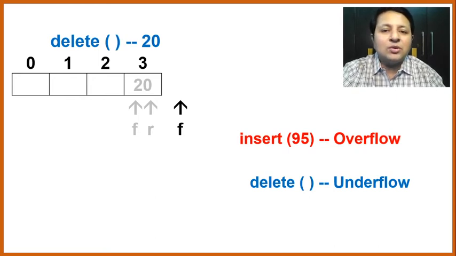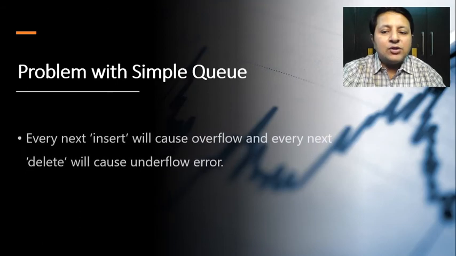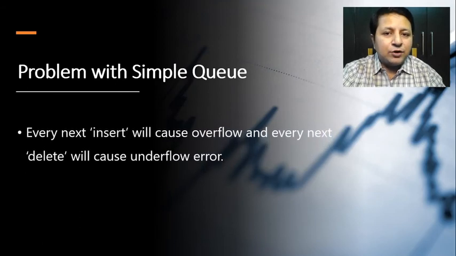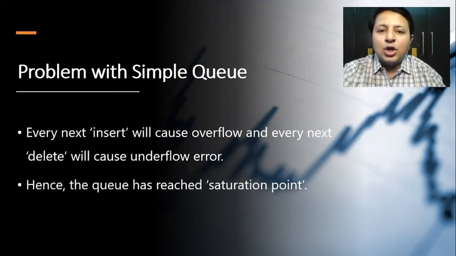So let us try to put it down properly in terms of points. Let's see the problem with simple queue. As you can see, at this particular point, every next insert will cause overflow, and every next delete will cause underflow. Fine. Now the queue can be considered to have reached its saturation point.